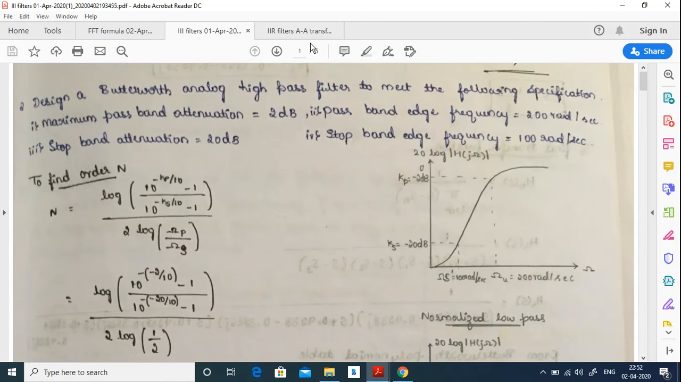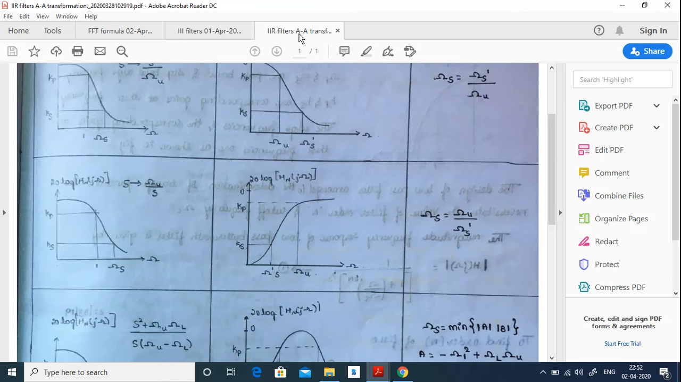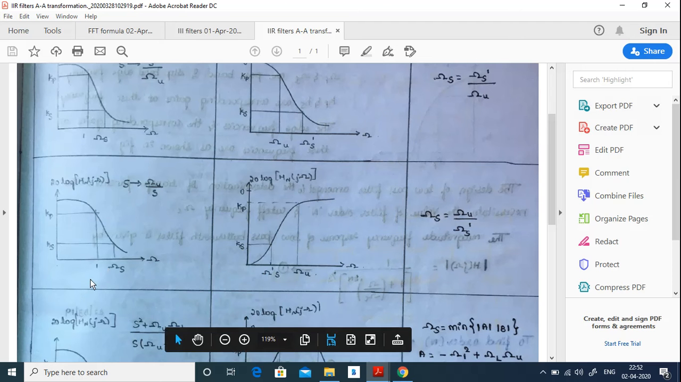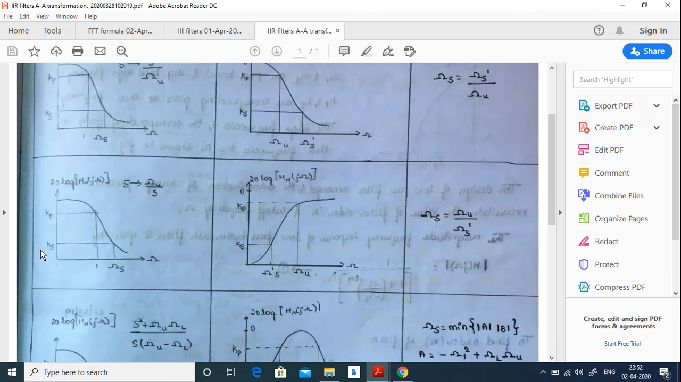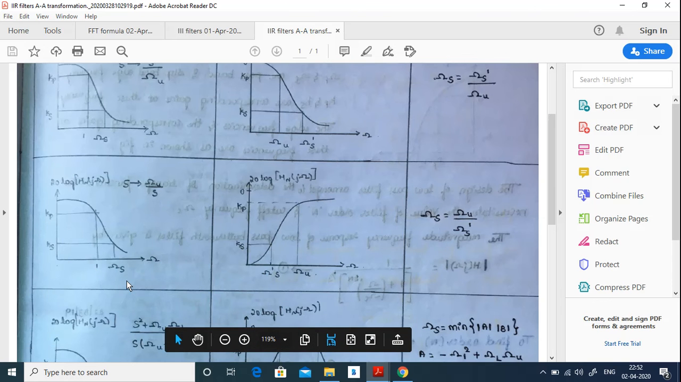Now, as you know, if you can recollect, maybe in the last problem also, when we designed a low pass Butterworth filter, I told you we know formulas only to design a normalized low pass filter. What do you mean by normalized low pass filter? Normalized low pass filter is one in which omega p is equal to 1 radian per second, right? So we know formulas only to design this. Now we'll check what specifications they have given corresponding to this normalized low pass filter.